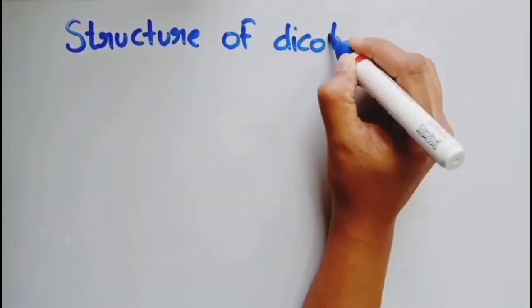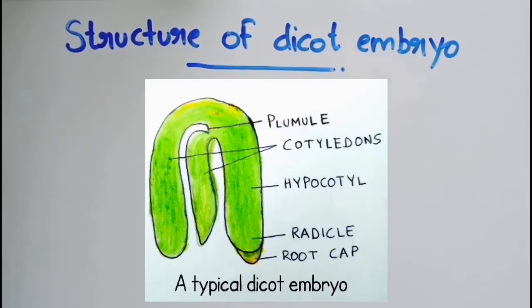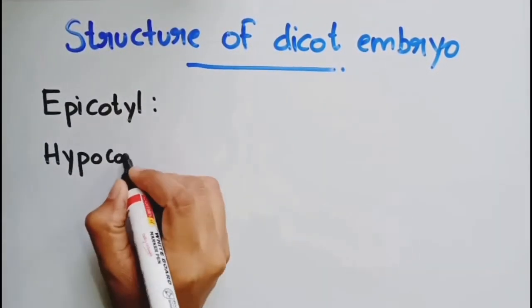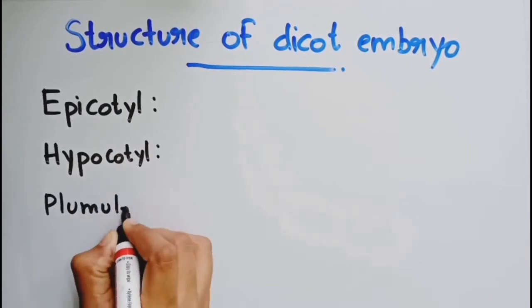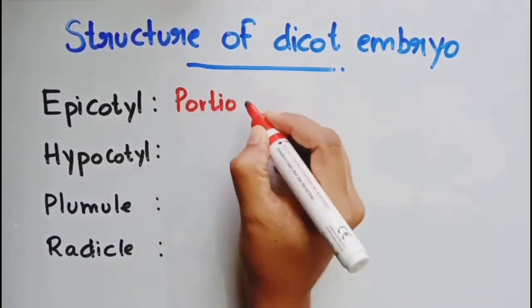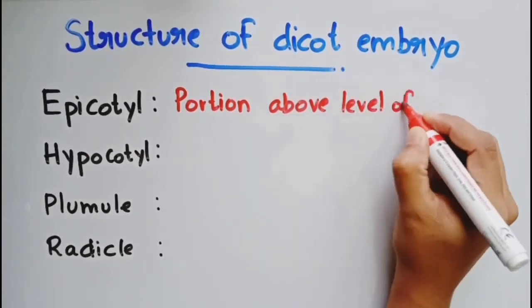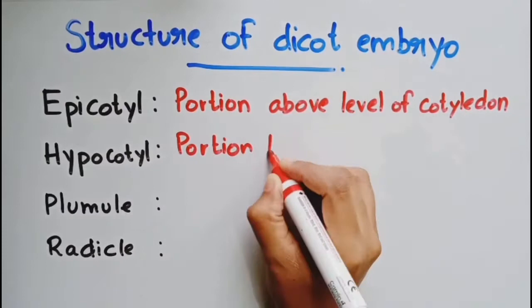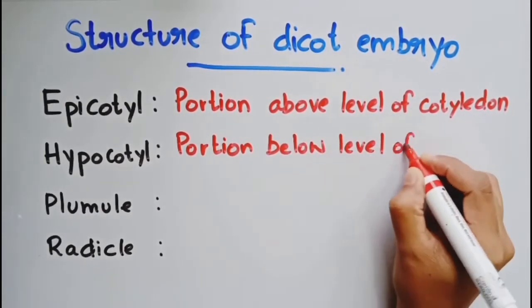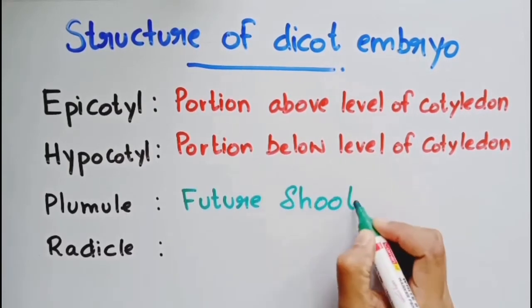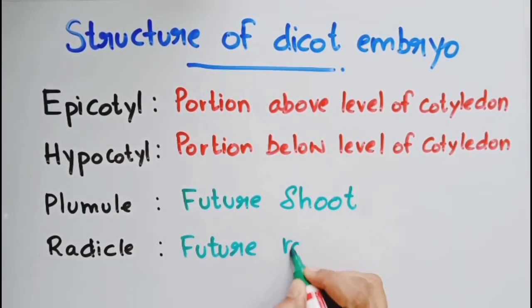Now let's learn about the structure of dicot embryo. It consists of the following parts: epicotyl, hypocotyl, plumule, radicle. Epicotyl is the portion above the level of cotyledon. Hypocotyl is the portion below the level of cotyledon. And plumule is a future shoot. Radicle is a future root.